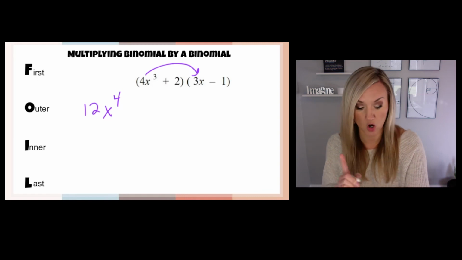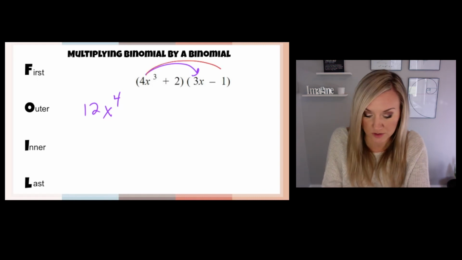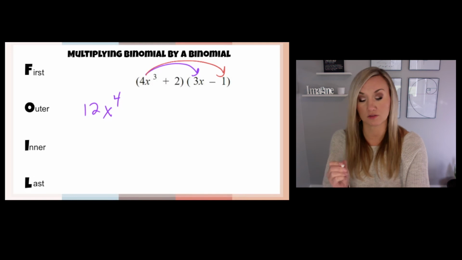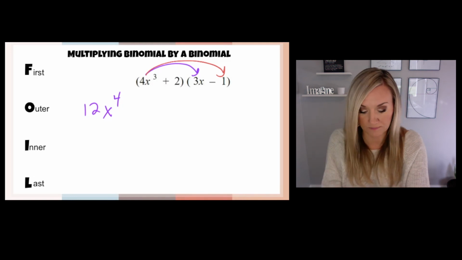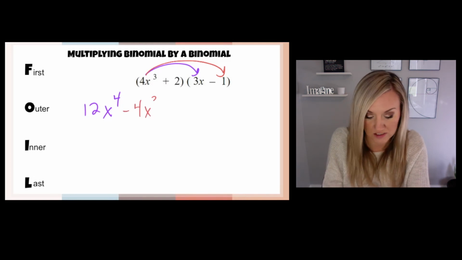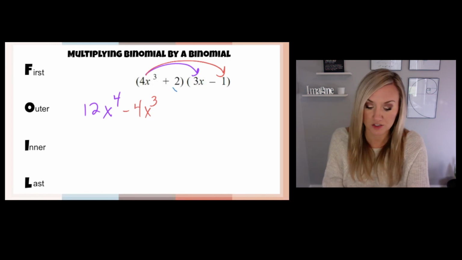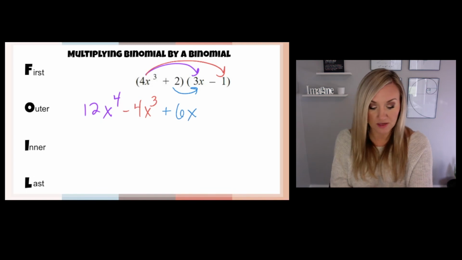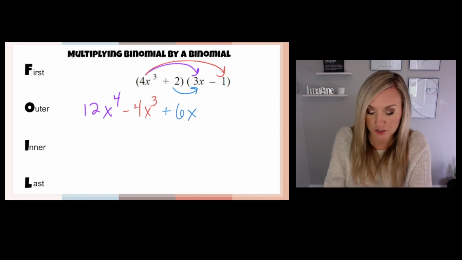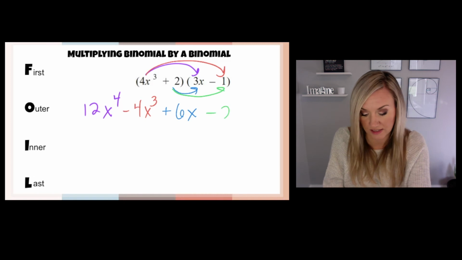Now for FOIL, outer, so let's do the outers. So this is 4x to the 3rd times negative 1, which is going to give us a negative 4x to the 3rd. Then let's go ahead and take care of our inners. 2 times 3x is a plus 6x. And then we have our last terms. 2 times negative 1 is a negative 2.